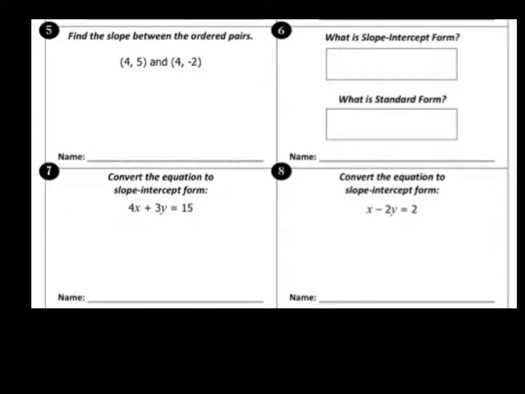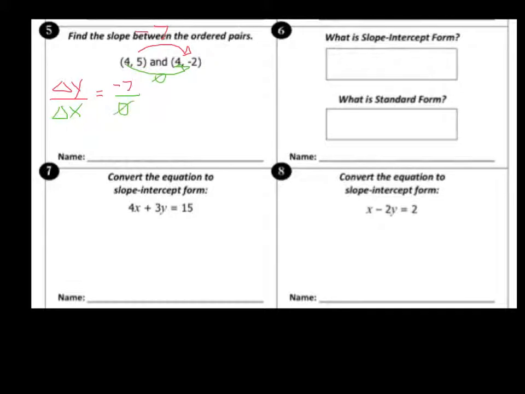So looking at number 5, how do I get from 5 to -2? That represents my change in y. So if I'm standing on 5 and I'm walking to -2, I would have to move down 7. So that is a -7. Then how do I get from 4 to 4? Well, if I'm on 4 and I'm trying to get to 4, I don't have to move, so that is 0.